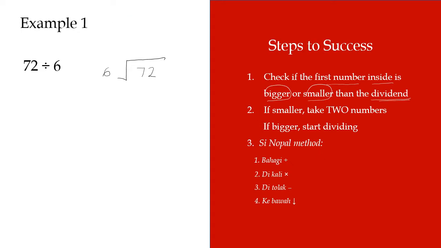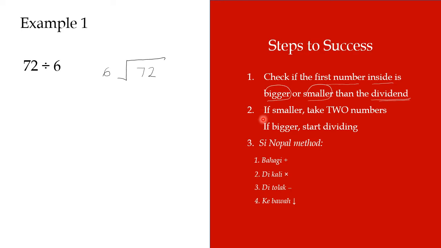So step 1, we need to check the first number inside. So what does this mean? The first number inside is this number right here, which is number 7. We're going to check if 7 is bigger or smaller than the dividend, which is 6. So, is 7 bigger or smaller than 6? 7 is bigger than 6. So, let's see what step 2 says.